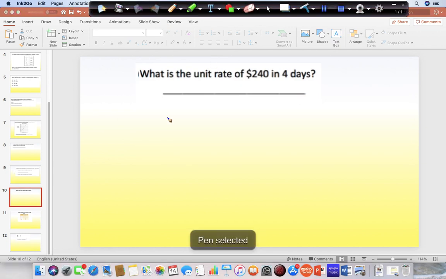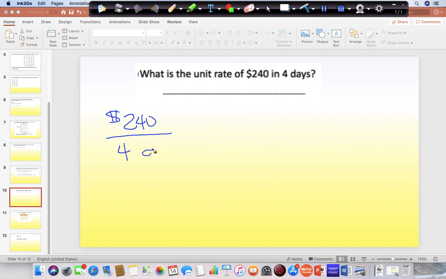What is the unit rate of $240 in 4 days? Whenever it gives you those words unit rate, make sure to set this up as a fraction. Okay, and then the first thing that comes up goes on top, and the second thing goes on bottom. So we want a unit rate, which means we need a denominator of 1. Unit rates always have a denominator of 1. We also need to make sure that we have our units, which means at the top, we're using dollars, and in the denominator, we're using day or days. But we want it per 1 day.